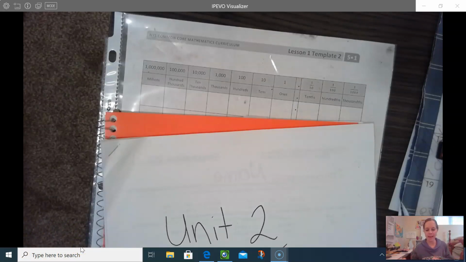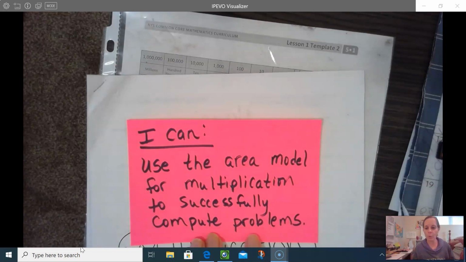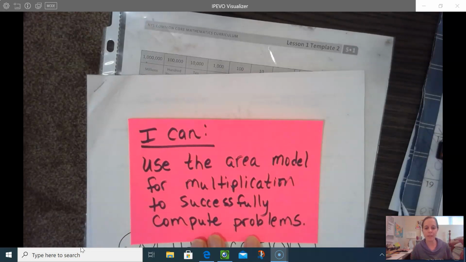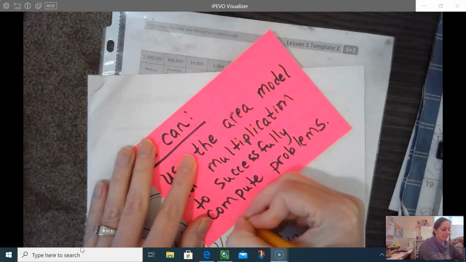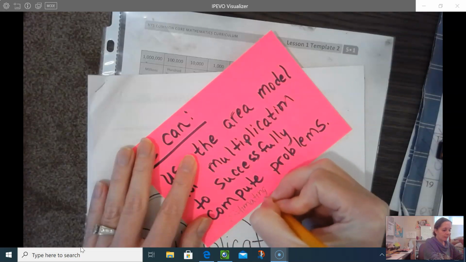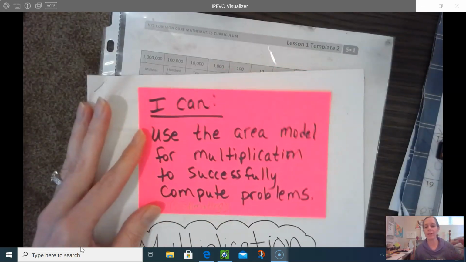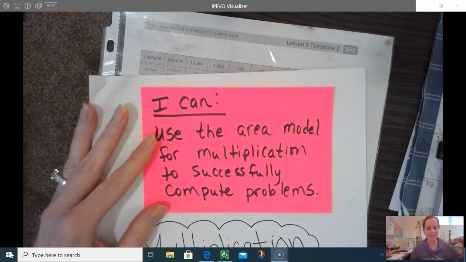All right, welcome back. Our learning target for today, let me just share that with you. We are going to be working with the area model for multiplication and successfully computing problems. We are also going to be estimating to make sure that our answers are reasonable. So know that there are a couple of things that we're going to be working on, and I know that you are going to do great at this. So open right now to page 16.